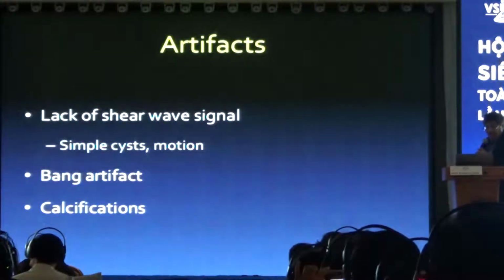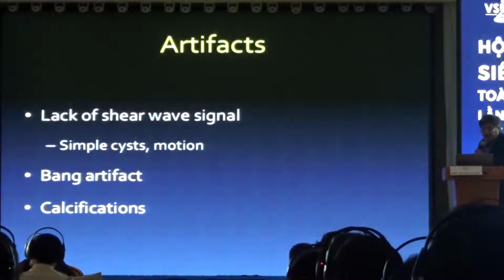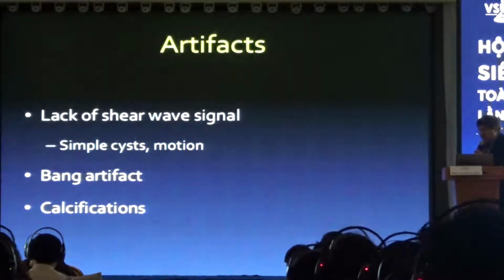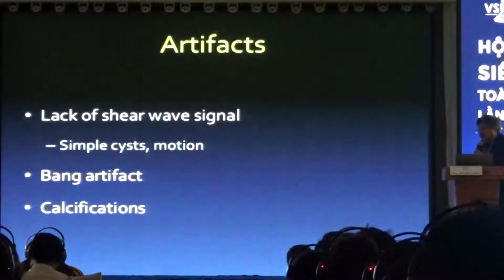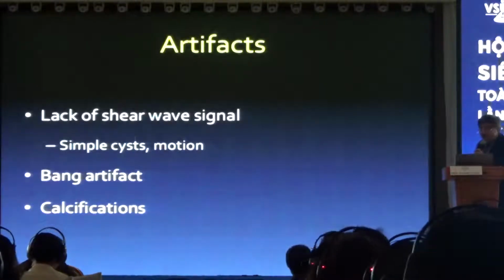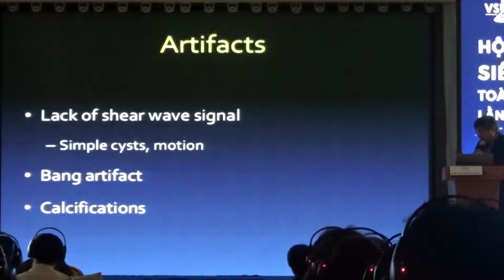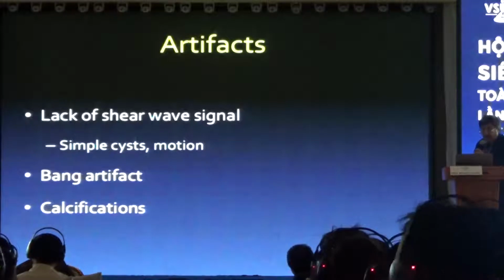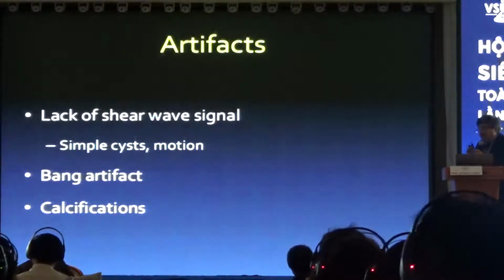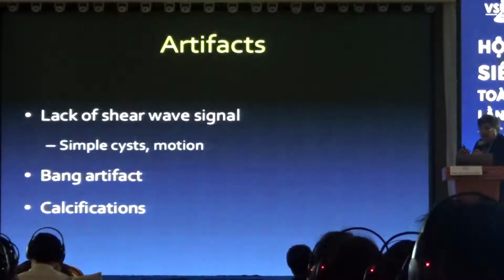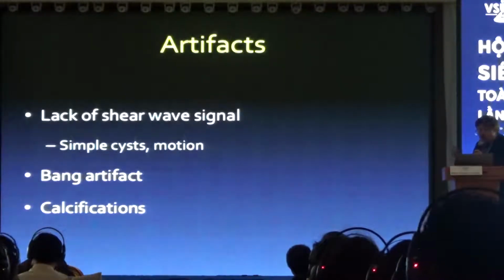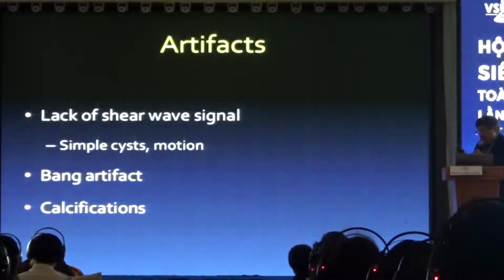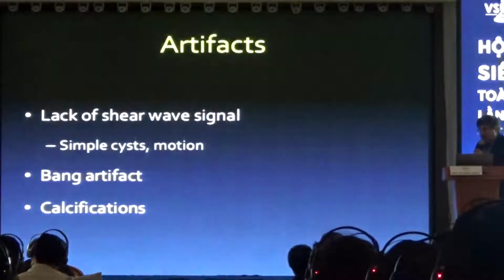You can get some artifacts from shear wave. Simple cysts will not transmit shear waves, so you will not get color coding of those. They'll show up as black without color coding. Something called the bang artifact: you may get a very stiff area right underneath the probe because we have a very high RF pulse hitting the skin. So you may oftentimes see that red, sometimes releasing the pressure from the probe and using a lot of coupling gel is helpful.